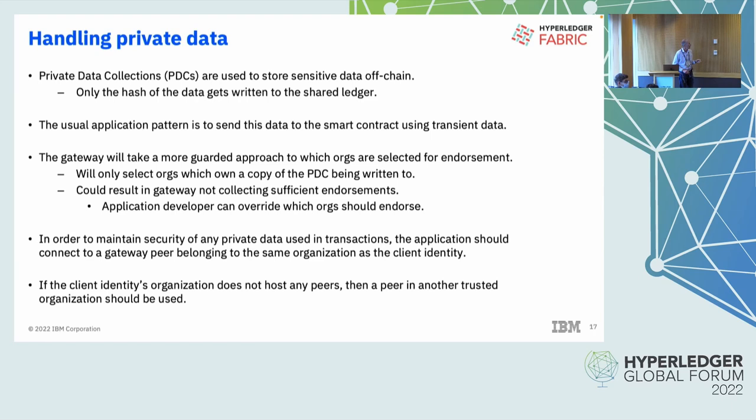You also need to be aware of who you're using as your gateway peer. And I said at the beginning, that's your trusted peer. If you're sending sensitive data across, then you really are trusting that peer to handle that, or to even see that private data. And if you're an organization that doesn't run a peer, then you'll need to send it to a peer that you do trust in another organization.